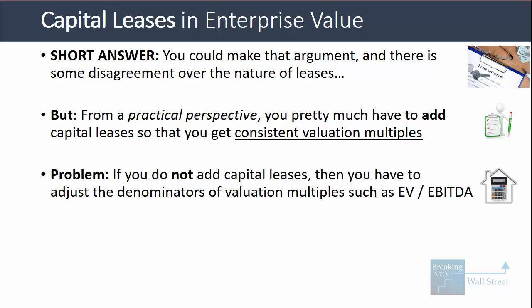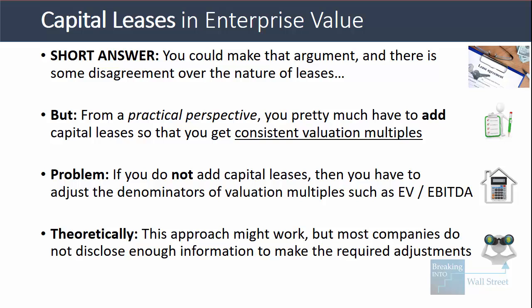The problem is that if you don't add capital leases when you move from equity value to enterprise value, you have to adjust the denominators of valuation multiples like enterprise value to EBITDA. So you have to go in and adjust EBITDA. You have to go in and adjust EBIT if you're using enterprise value to EBIT, for example. In theory, this approach might work, but the problem is that most companies don't disclose enough information to make these required adjustments.